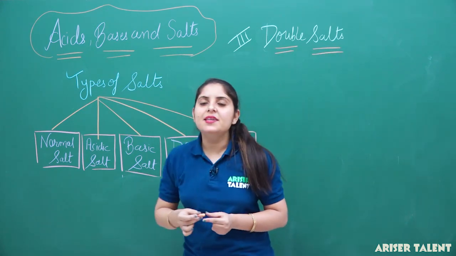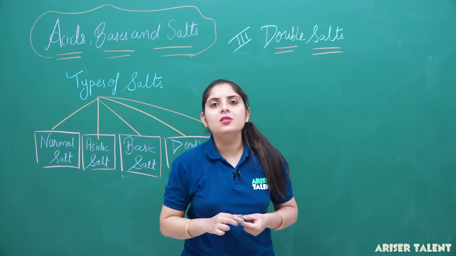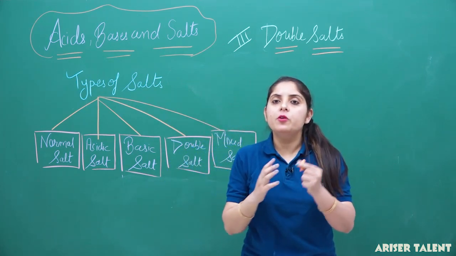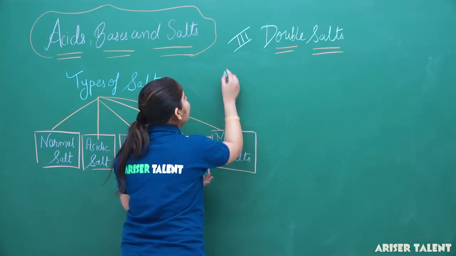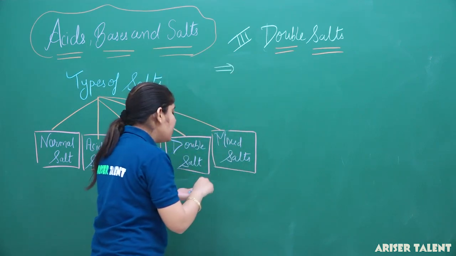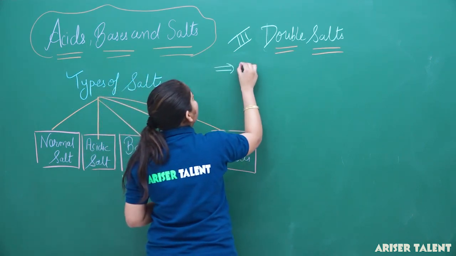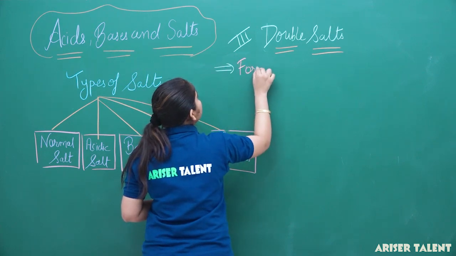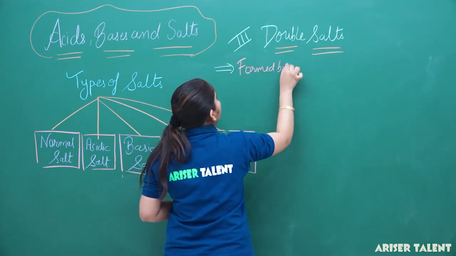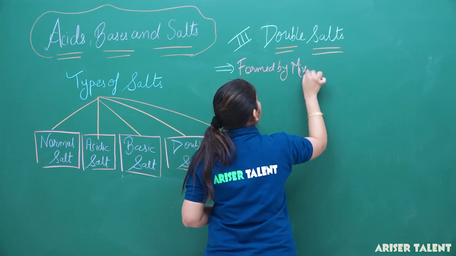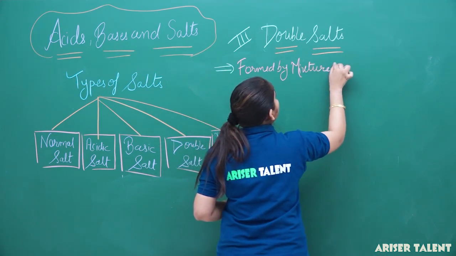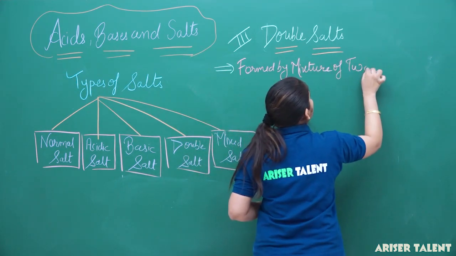Double salts. As the name indicates, these types of salts are formed by the mixture of two different salts. So we can say that the salts which are formed by the mixture of two simple salts are known as double salts. Formed by mixture of two different salts.